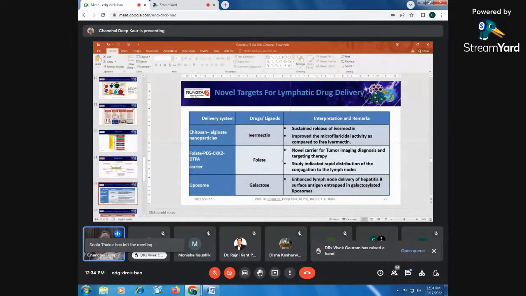Okay. Next is the folate PEG-CKK2 DTPA carrier. In this, folate is used. This is a novel carrier for tumor imaging, diagnosis, and targeted therapy. In this, rapid distribution of the conjugate to the lymph nodes was observed. Then we can prepare liposomes. In this, you can use galactose, which is a category of carbohydrate. Then in this, enhanced lymph node delivery of hepatitis B surface antigen, sialylated liposome was observed.